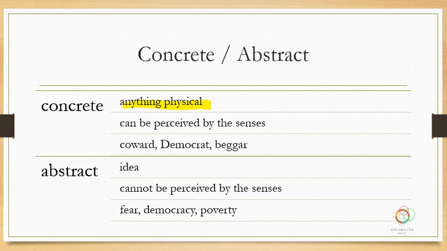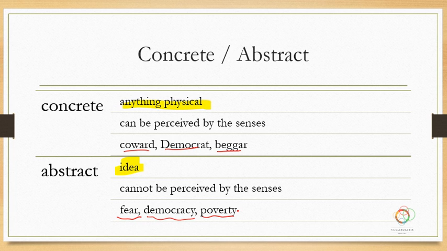A word like coward, Democrat, beggar, these are particular people that we can see, whereas abstract words are idea words. So the definition of the noun that we memorized was person, place, thing, or idea, and so that idea part is anything that is something abstract, something you cannot see, something that cannot be perceived by the senses, such as fear, which is what the coward may feel. Democracy is just an idea of the voting systems and political arrangement and so forth. And poverty is the poorness that the beggar has to experience.